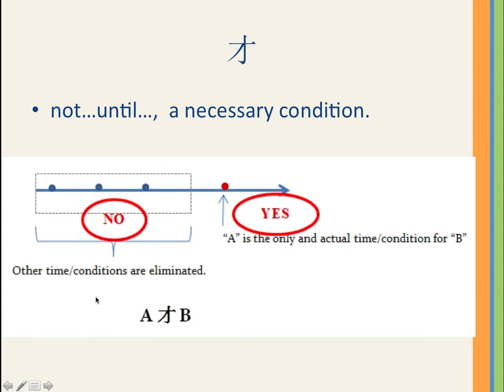So this is the imagery just to show you in terms of marking conditions. 才 means not until, therefore you can think of these dots on the line as various conditions, situations, scenarios you're considering. This is no, we're not going. This is no, this is no. Not until the red dot. So we'll only go if this happens. So A, the dot here, is the only and actual time or condition for event to happen.